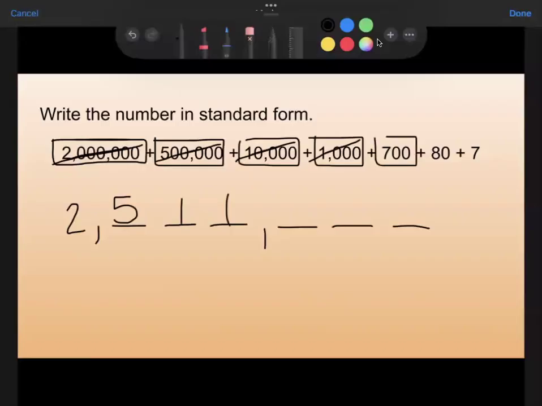Then I have 700, so I'll put a 7 in the hundreds place. Then I have 80, so I'll put an 8 in the tens place. And very last, I have 7 ones, so I'll put a 7 in the ones place. So this number written in standard form is 2,511,787.